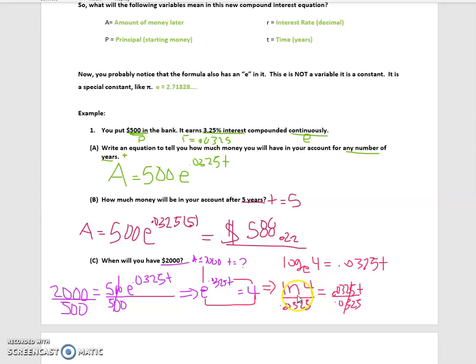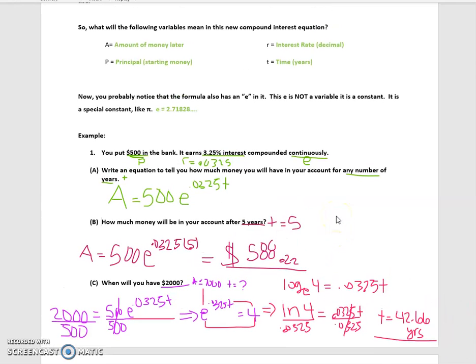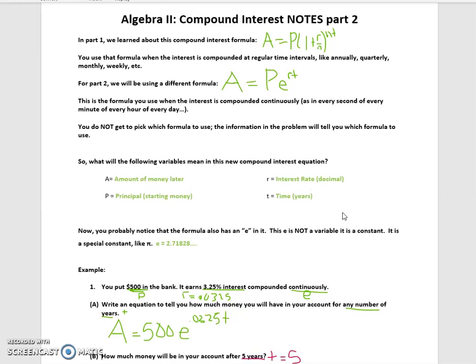Okay, so this you can just plug into any regular scientific calculator or Google. It will recognize the natural log, so you can just say ln of 4, put that in parentheses, and then divide it by 0.0325. And when you do that, you will get t equals 42.66 years. Yay! And that is your answer. So that one's pretty quick. That one's pretty easy because e makes it a little bit simpler for us.